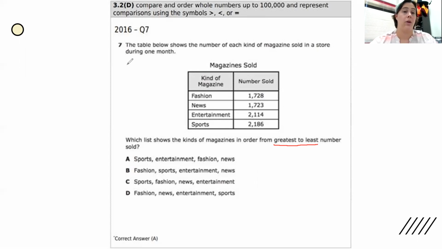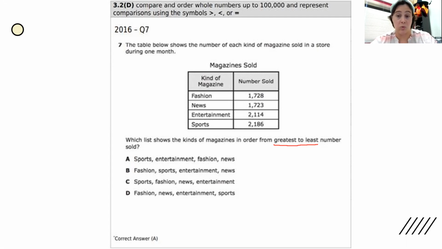So going back, I'm going to be looking at these numbers right here. And from the lesson, we talked about that we always want to read numbers from left to right. So that is what I am going to do right here. So we have fashion, news, entertainment, and sports. I'm looking at the numbers here. Okay. So I'm looking in the thousands place first, and I'm noticing that there are two pairs that have 1 in the thousands place and 2 in the thousands place.